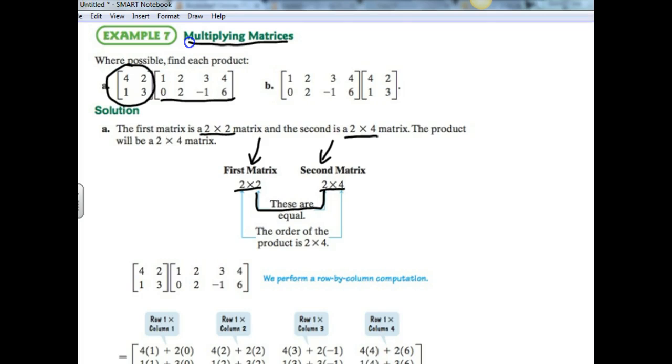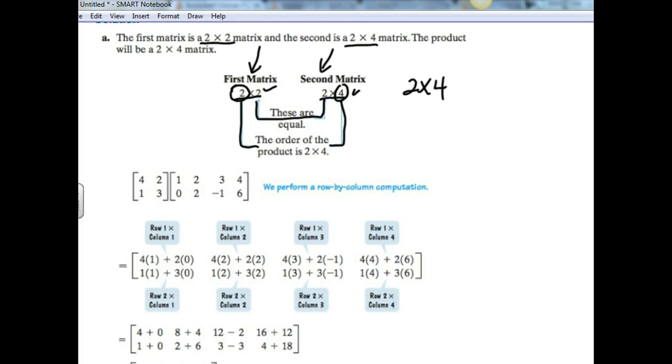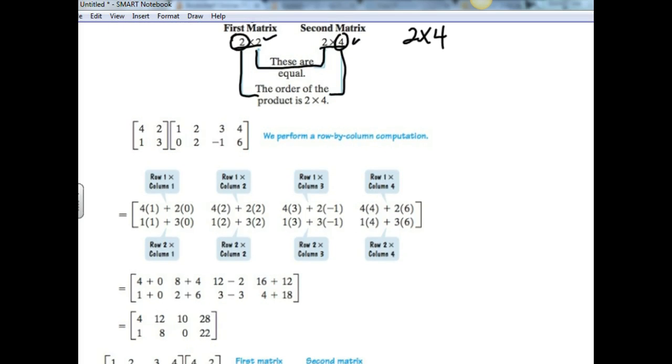If they do, then the outside dimensions are what the answer is going to be. If you multiply a 2 by 2 by a 2 by 4, you're going to get a 2 by 4 as your final outcome. Now, the way that you multiply matrices together is that you multiply the rows by the columns. I know that sounds crazy and feels a little strange at first, but mathematically that's what has to happen to be able to multiply these together.